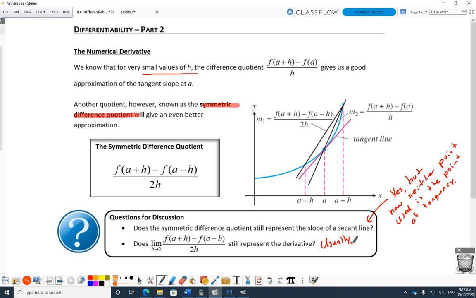Any questions about the setup of this new symmetric difference quotient? Why is it called symmetric? Where's the symmetric part of this? Well, we went a little right and a little left. We did the same on both sides, a little right and a little left. So symmetric, same on either side there.